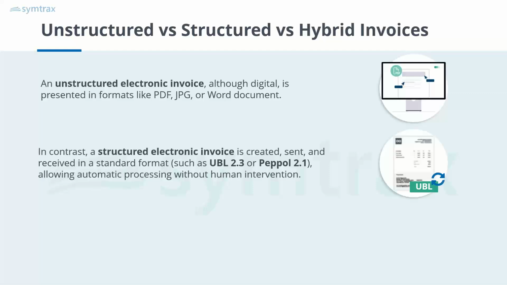Now, in contrast, a structured electronic invoice, as I explained earlier, is created, sent, and received in a standard format such as UBL or PEPPOL BIS. And these formats allow invoices to be processed automatically without any sort of human intervention. They're not designed to look nice on screen, but rather to be easily understood by systems. And it doesn't matter if the sender and receiver use different software systems, as long as both can process this structured format of document.